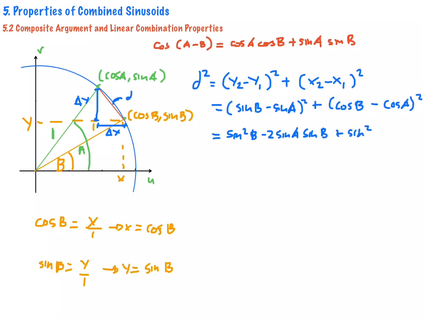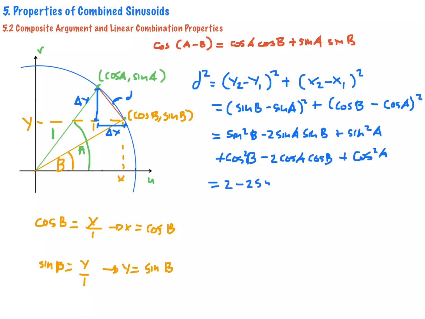plus sin squared A, while for (cos B minus cos A) squared, that will be equal to cos squared B minus 2 cos A cos B, and then added with cos squared A. Now we notice that sin squared B added with cos squared B, I'm sorry, I forgot to put additions over here, added with this, and we'll get from the Pythagorean properties that it's equal to 1. Same also with sin squared A and cos squared A, that's also equal to 1. So 1 plus 1 will be equal to 2.